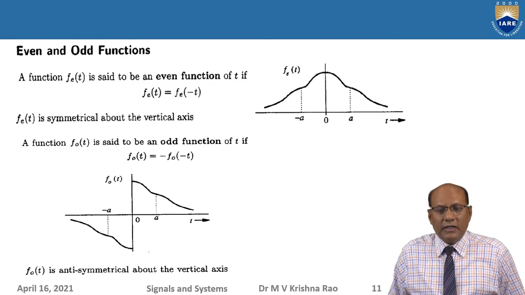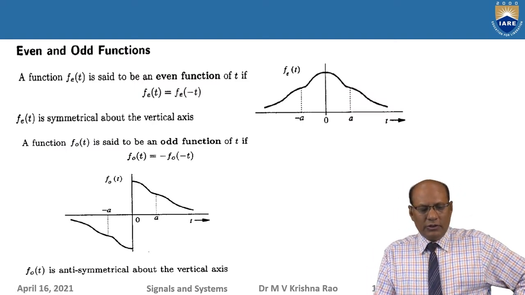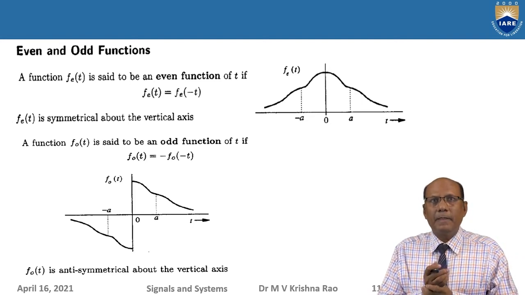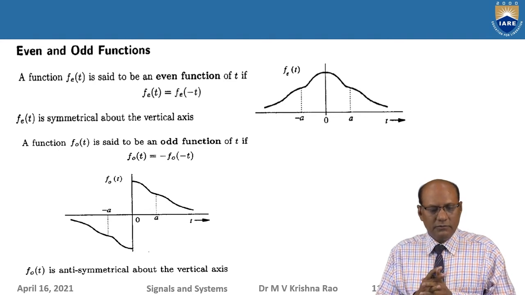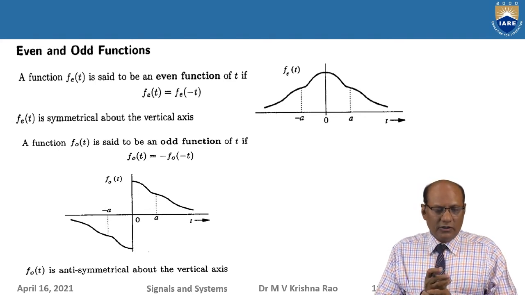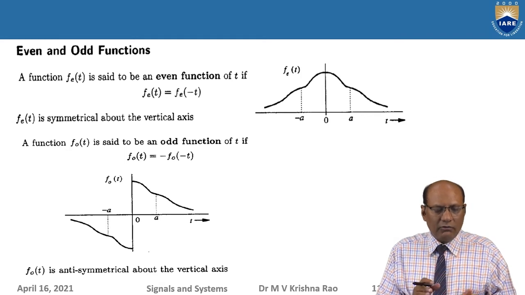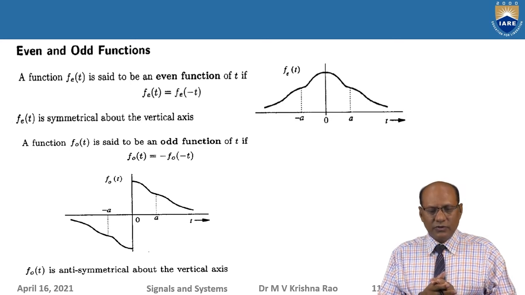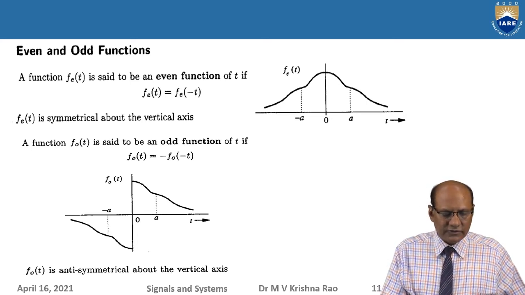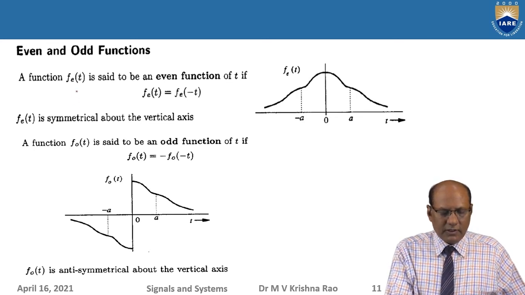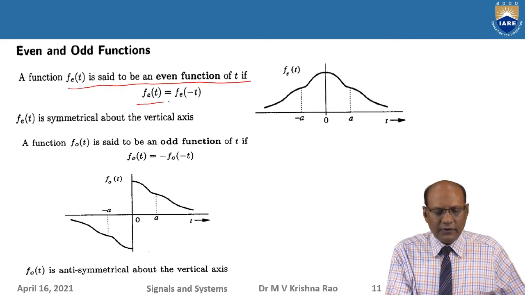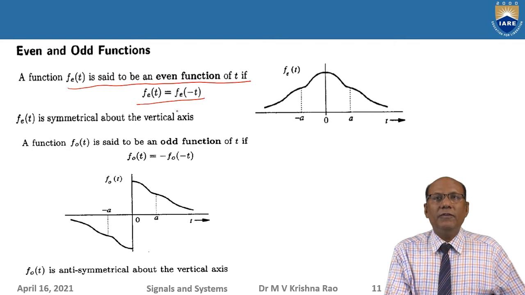Okay, now let us talk about two types of functions. So far we have studied 5 different signals or functions. Now we have an important classification here, that is even and odd functions. What are even and odd functions? A function fe is said to be an even function of t if fe of t equals fe of minus t.